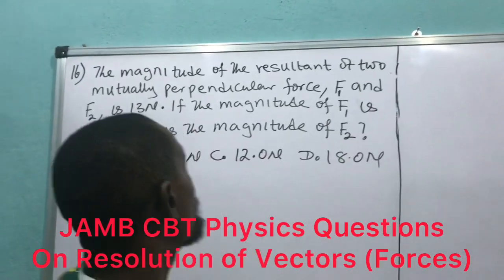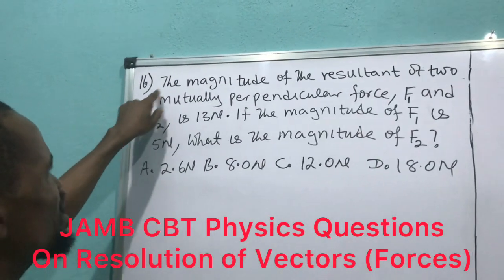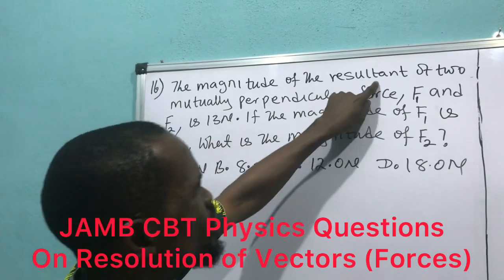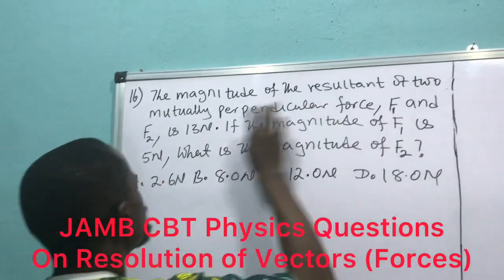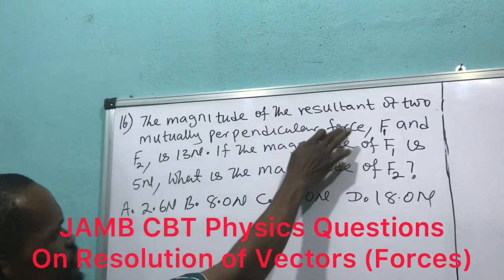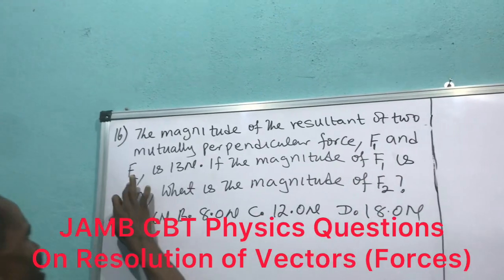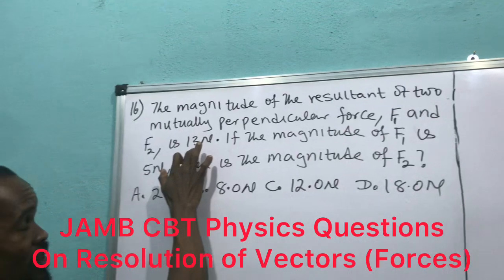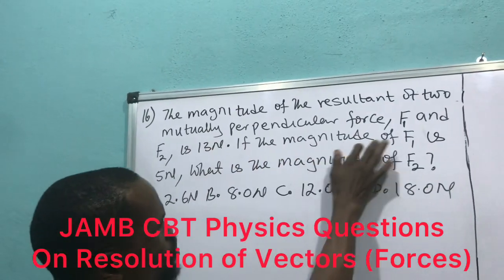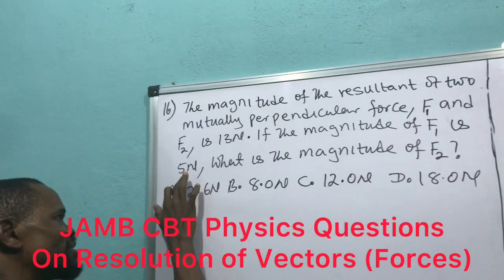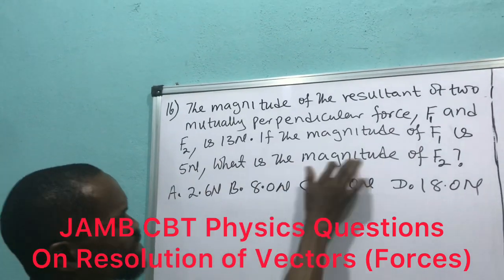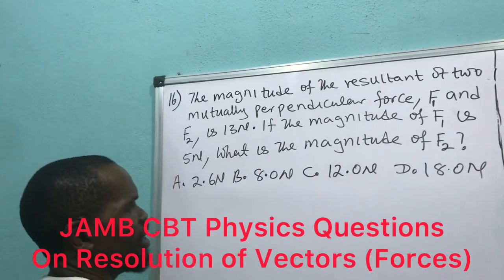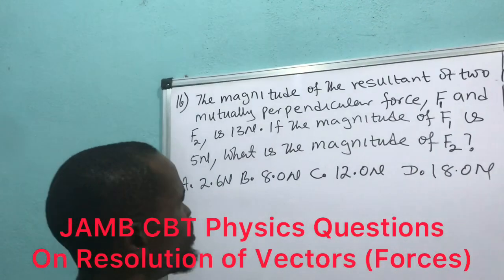This is question number 16. Question 16 says the magnitude of the resultant of two mutually perpendicular forces F1 and F2 is 13. If the magnitude of F1 is 5, what is the magnitude of F2? Look at the options given to us.